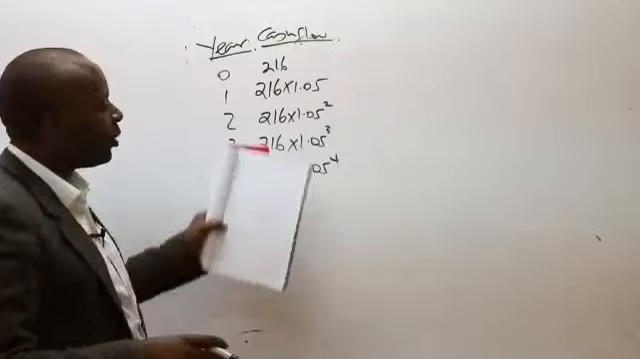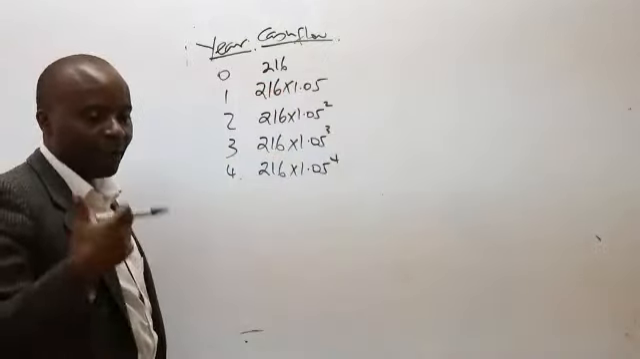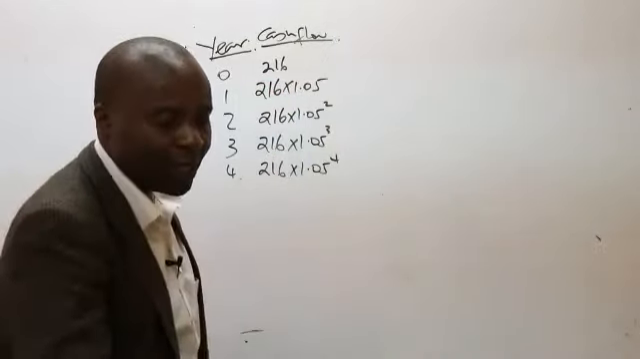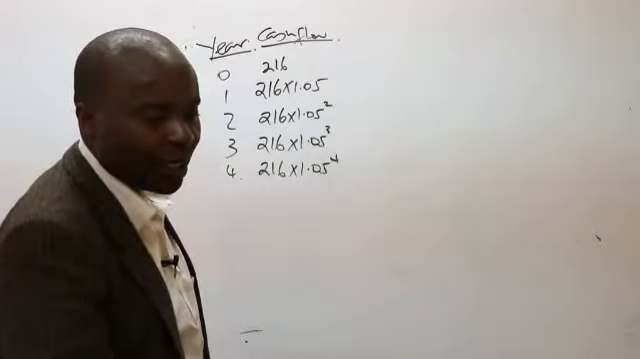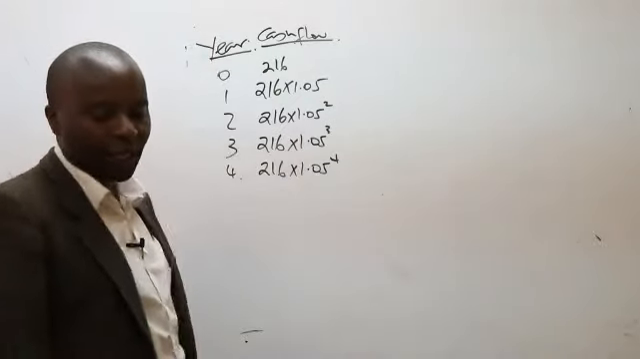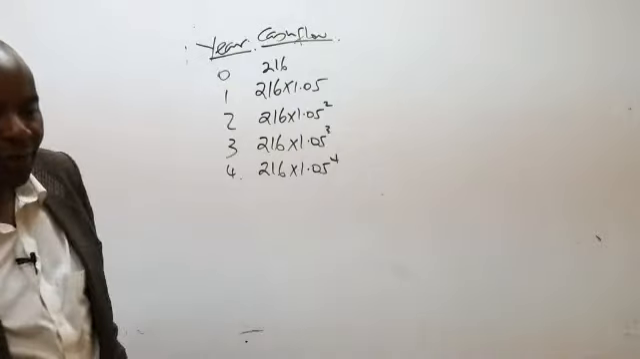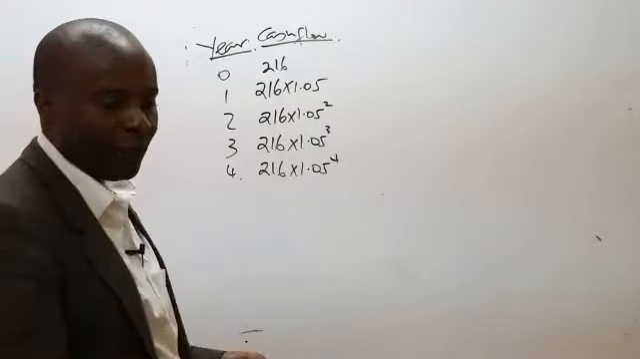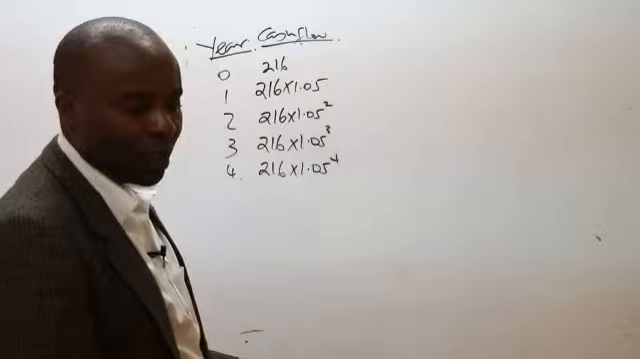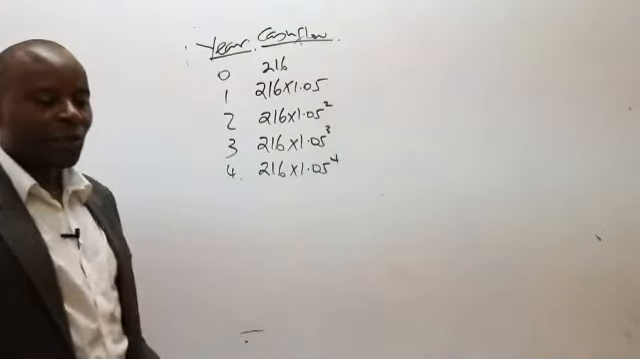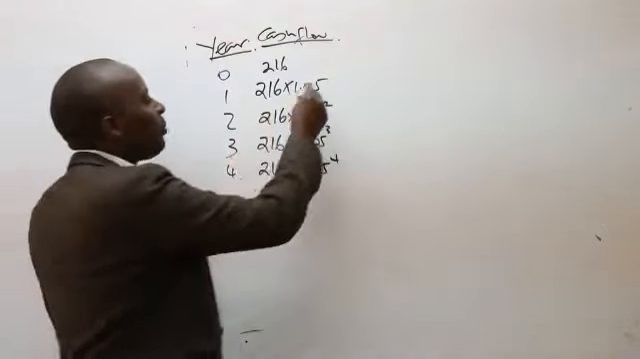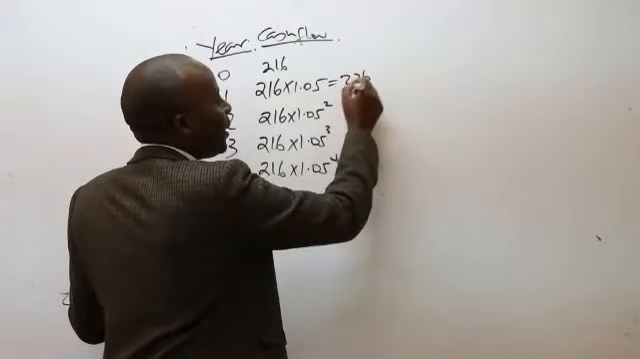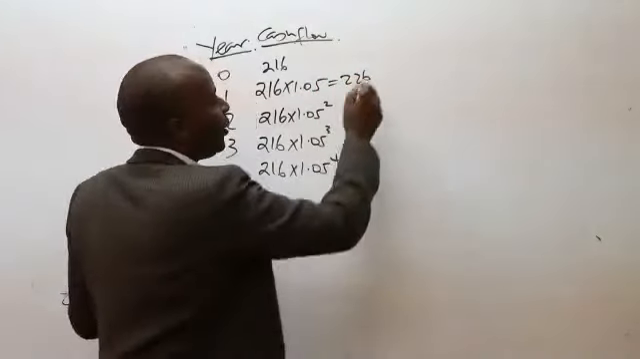Alternatively, you can keep on growing these figures 1 year at a time. So could you kindly guide me, 216 times 1.05. This gives me what figure? So Alice, tell me, it is 226.8. Thank you very much.